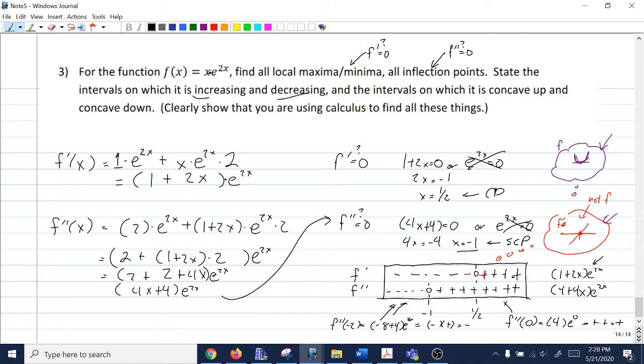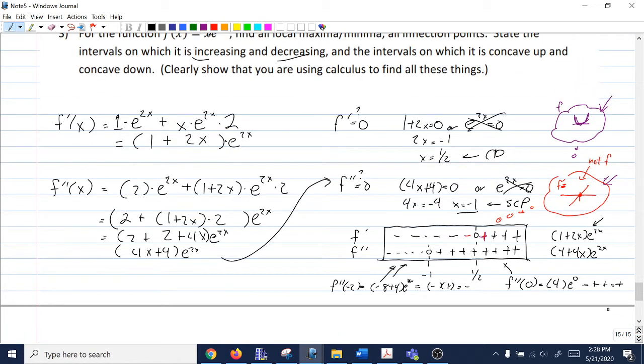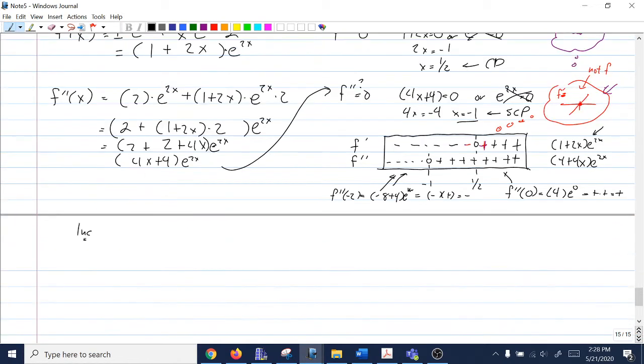I think we can answer all the questions they asked. When is it increasing, decreasing, concave up, concave down? The function is increasing when the first derivative is positive, so that's 1/2 to infinity. When is it decreasing? It's decreasing when the first derivative is negative, that's negative infinity to 1/2.